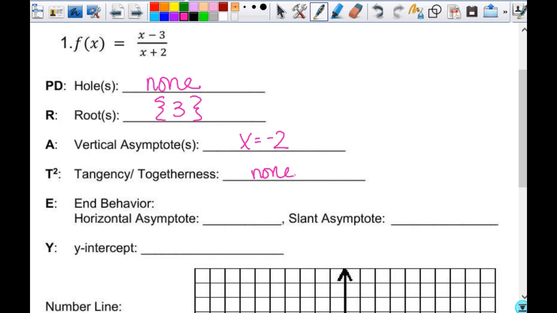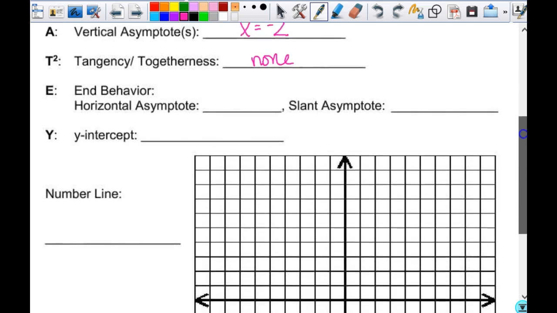So that tells me something. There not being any is important. That tells me that they've got to go opposite directions whenever we come to an asymptote. And then your end behavior, do we have a horizontal asymptote?